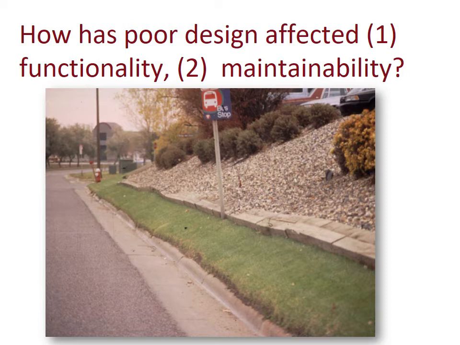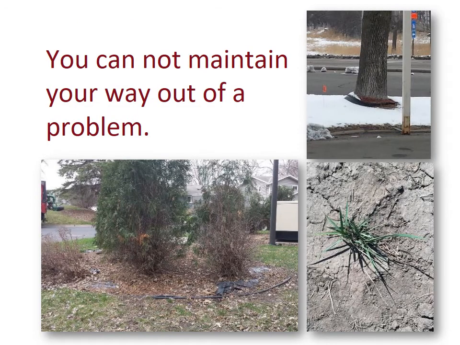We have grass that is overgrowing the curb so that it has to be cut away from the curb. The wall is in very poor condition, and the mulch is also pouring over the wall into the grass. And so altogether, this is a very bad example of design, but a really good example of how function and maintenance are closely related. And as we've said before, you cannot maintain your way out of a problem.